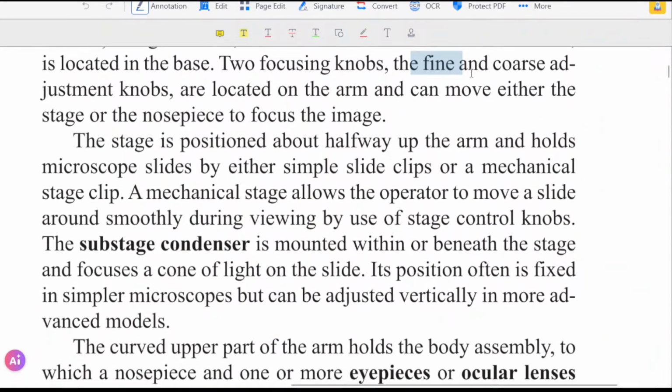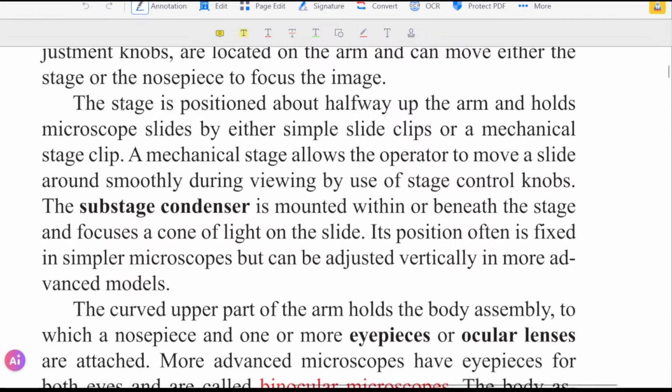And they are both located on the arm and can move either the stage or the nose piece to focus the image. The stage is positioned about halfway up the arm and holds the microscope slides by either simple slide clips or mechanical stage clips. Right. So they are saying the stage is positioned about halfway up the arm. The arm starts from the base up to the top, but the stage is in the middle of that, and they're saying that there are microscope slides. It doesn't mean that the slide size is microscopic. It means the slides that are going to be studied under the microscope. So that's why it's microscope slides.